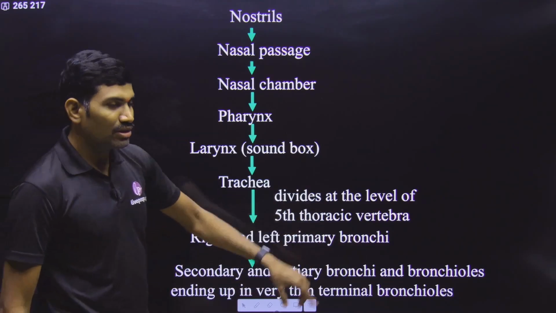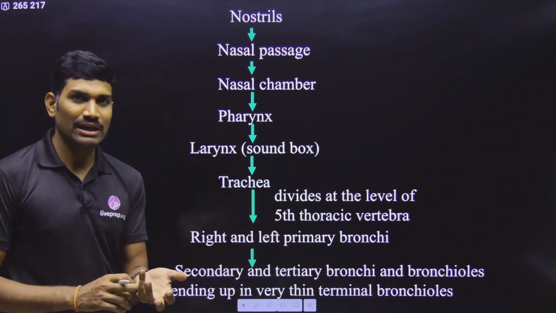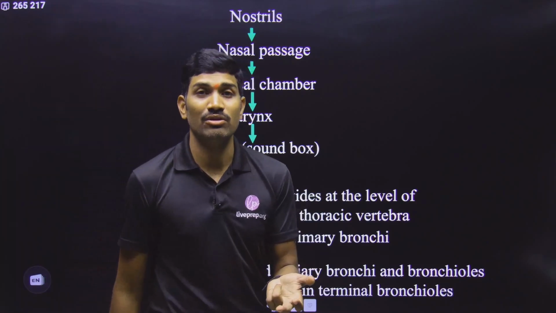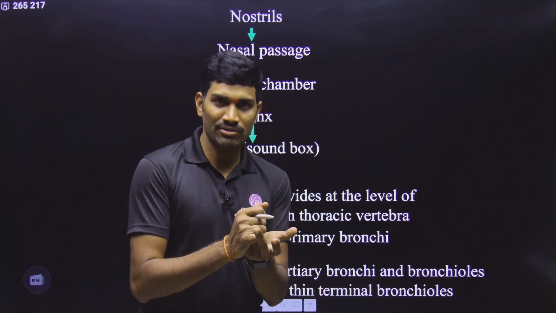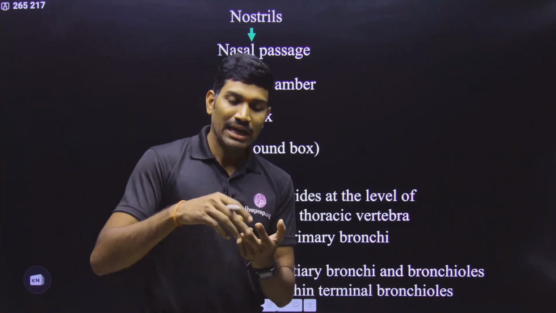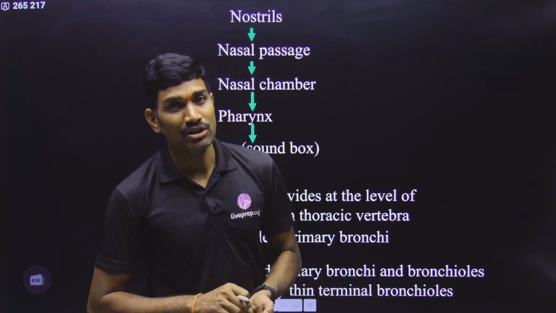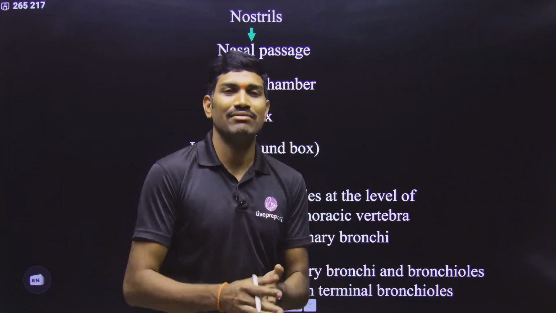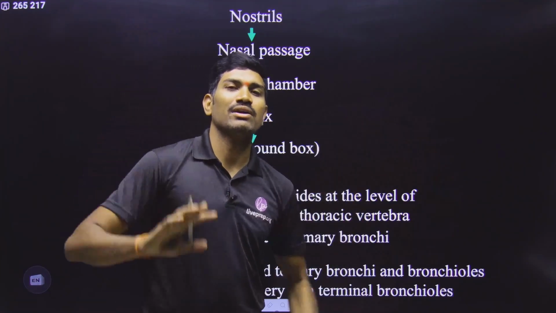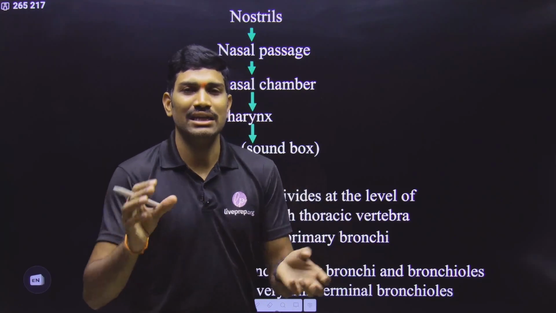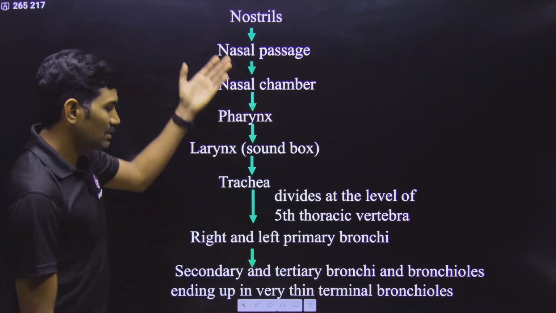And these primary bronchi will further divide into secondary bronchi. Again, they will further divide into tertiary bronchi. And with this, bronchi division is over. Next, bronchioles will start. After the tertiary, what happens? Initial bronchioles, terminal bronchioles, likewise they are divided. And after the terminal bronchioles, finally what happens? Alveolar ducts and alveoli will be present. This is the complete sequence.